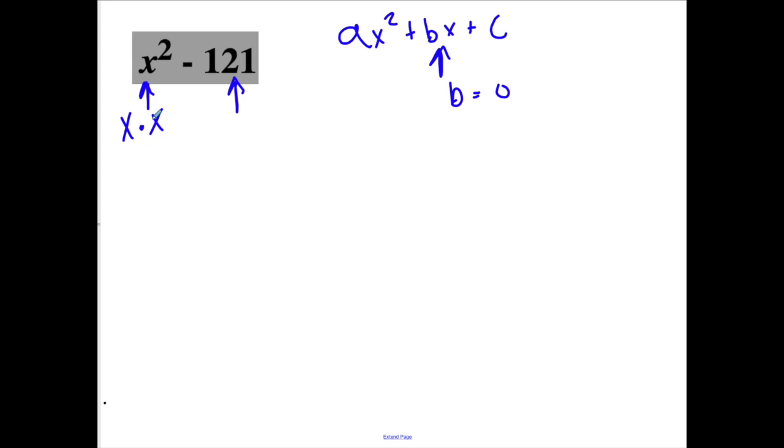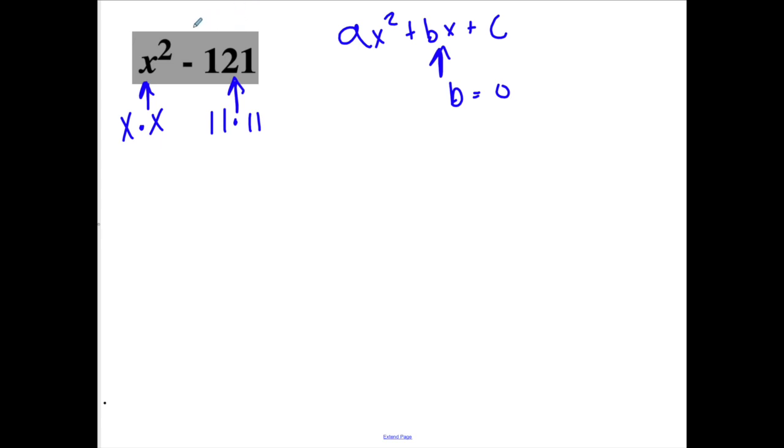Last one's a little bit of something special here, and we identified this one over the Hangout because we said, look, standard form is supposed to look like ax squared plus bx plus c. But what happened to b? Well, in this case, b is equal to 0. But more than that, there's something special about this number and this expression. X squared is x times x. And 121, in addition to being 121 times 1, is 11 times 11.